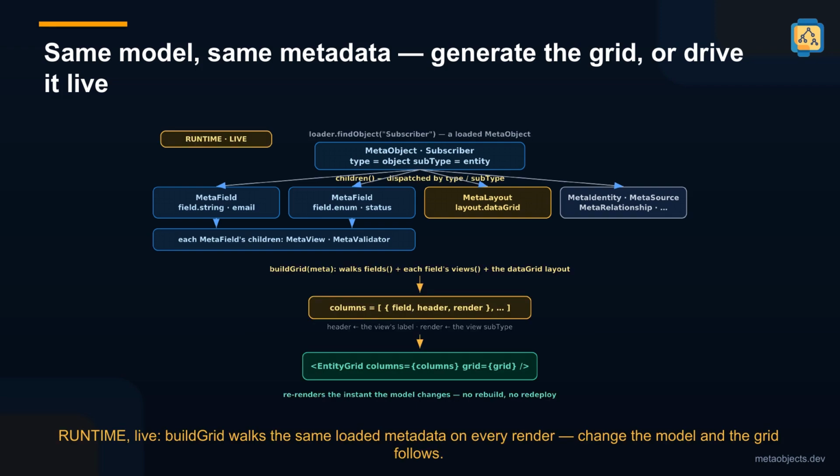Now, the runtime way. Same diagram, same metadata, but live. Build grid walks that same loaded model on every render and returns the columns. Nothing's frozen. Change the model, and the grid just follows. One model, 2 delivery modes. A snapshot you regenerate, or a live feed.